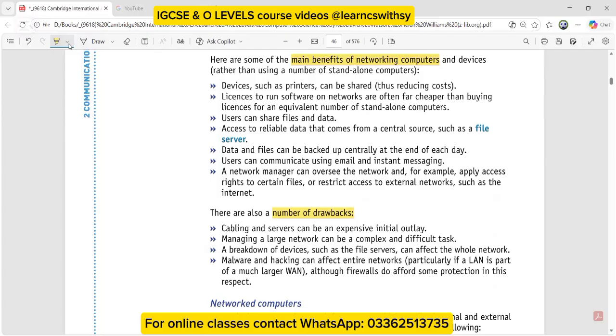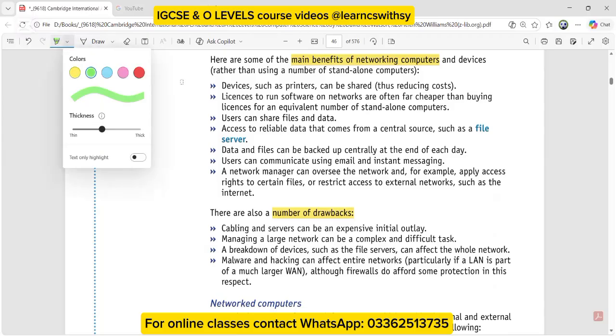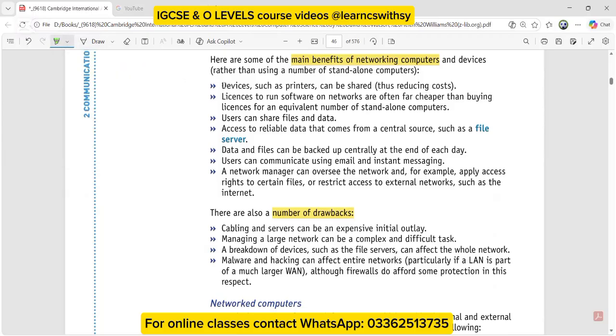So let me highlight the keywords. The first keyword is devices such as printers can be shared, and this results in reducing the costs. Then rather than buying individual computers, if we buy a license to run software on networks, that is much, much cheaper than using it for standalone computers.